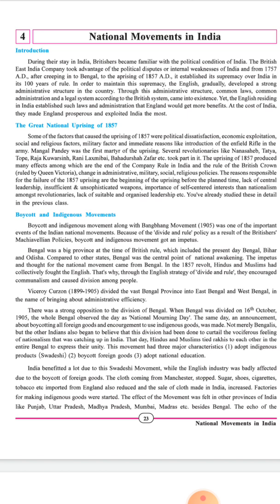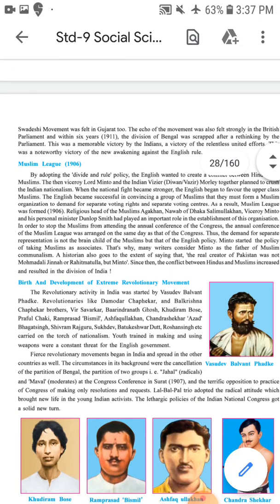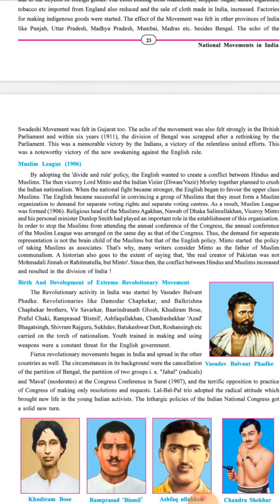The effect of the movement of Bengal spread to several parts like Punjab, Uttar Pradesh, Madhya Pradesh, Madras, Gujarat, etc. And the effect could be very well seen in the British Parliament too.